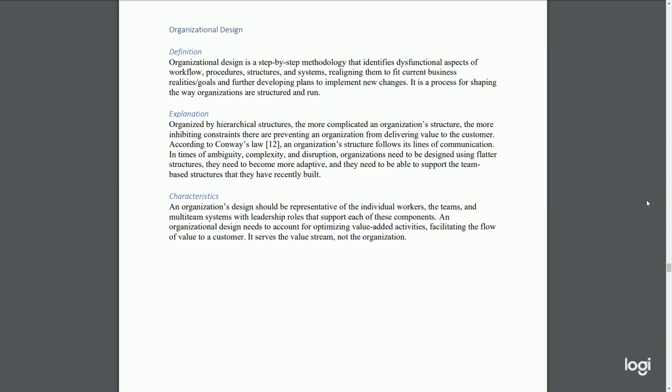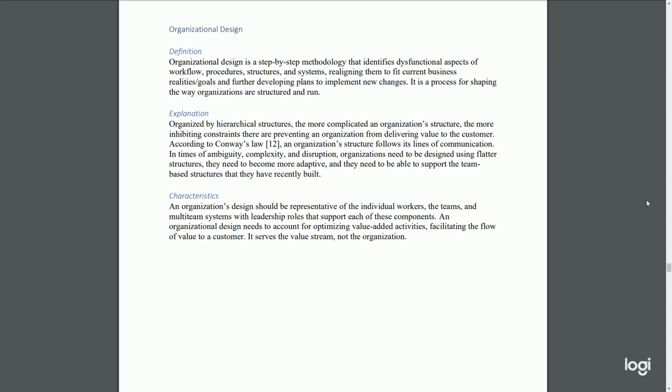Definition: organizational design is a step-by-step methodology that identifies dysfunctional aspects of workflow, procedures, structures, and systems, realigning them to fit current business realities or goals, and further developing plans to implement new changes. It is a process for shaping the way organizations are structured and run. Explanation: organized by hierarchical structures, the more complicated an organization's structure, the more inhibiting constraints there are preventing an organization from delivering value to the customer.